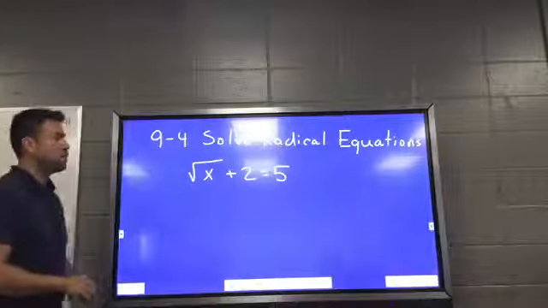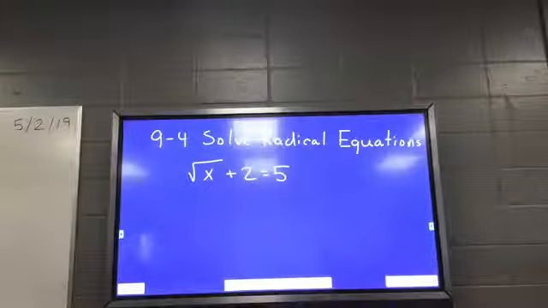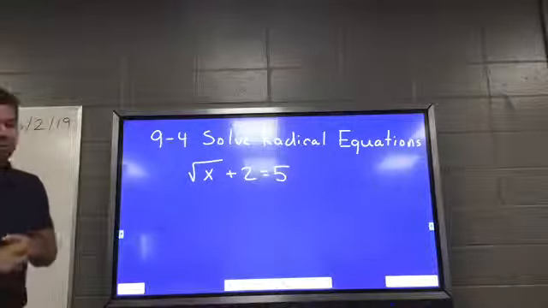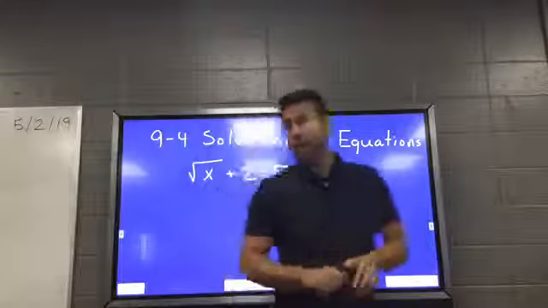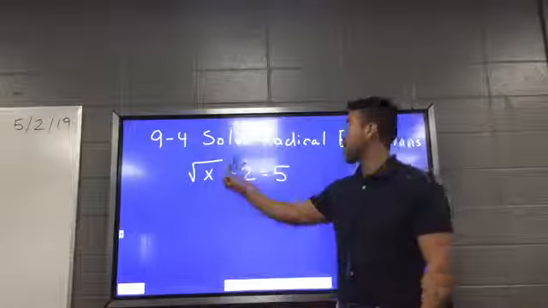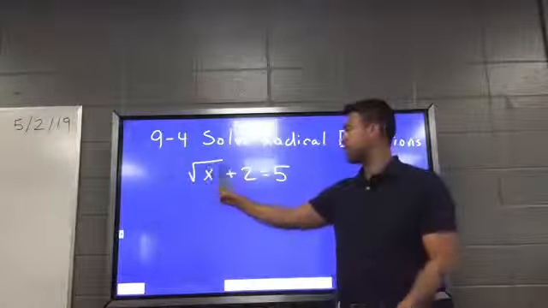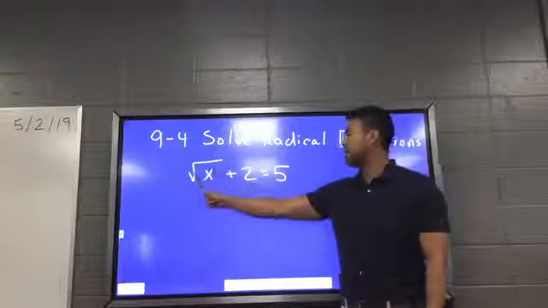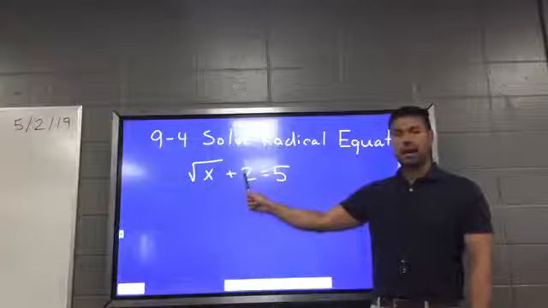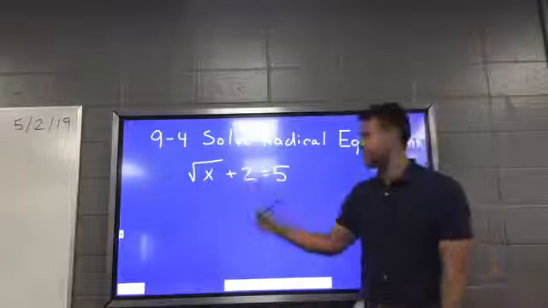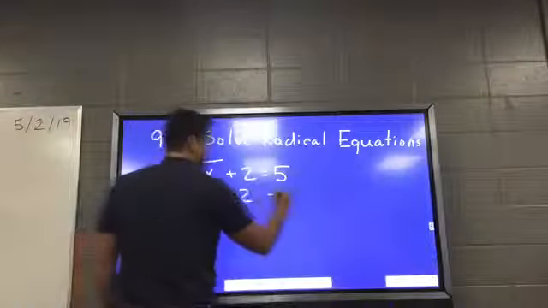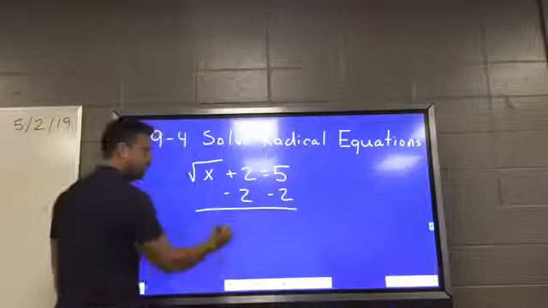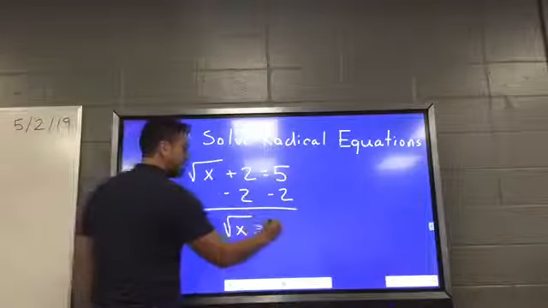First step on all these problems is to get the radical isolated. What does it mean to be isolated? By itself. And what did I say to get by itself? The radical. I did not say to get the variable by itself. The radical right now is being added with 2. How do I get rid of that adding of 2? You subtract 2 from both sides, and you'll be left with the square root of x equals 3.